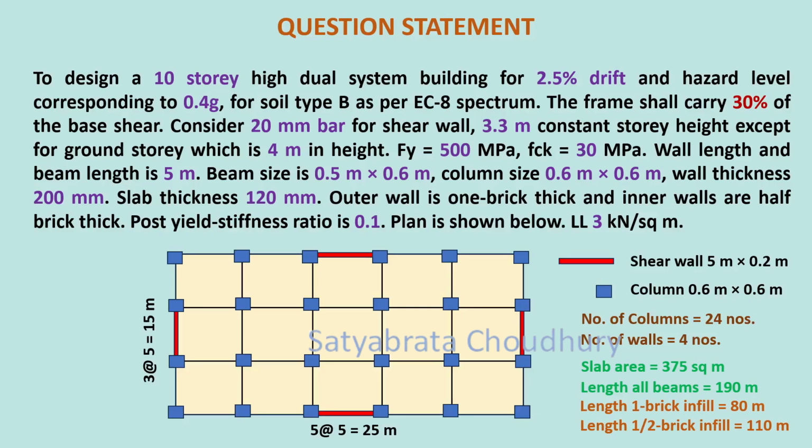Slab thickness 120 millimeter. Outer wall is 1 brick thick and inner walls are half brick thick. Post yield stiffness ratio is 0.1. Plan is shown below. Live load intensity is 3 kN per square meter.